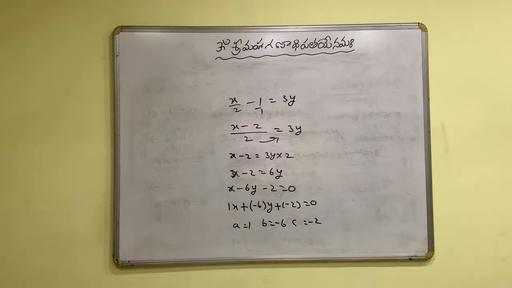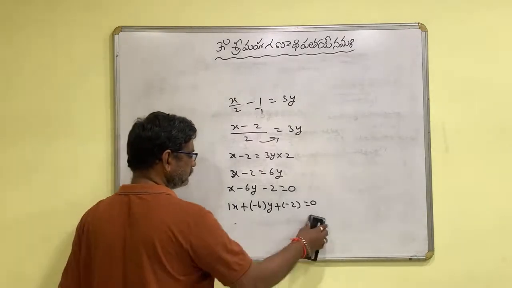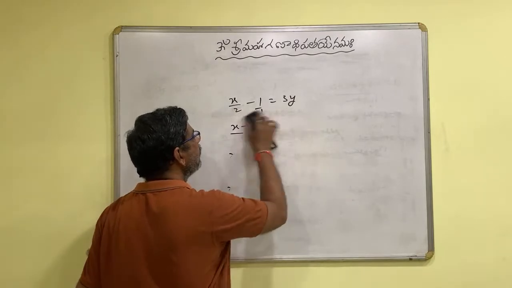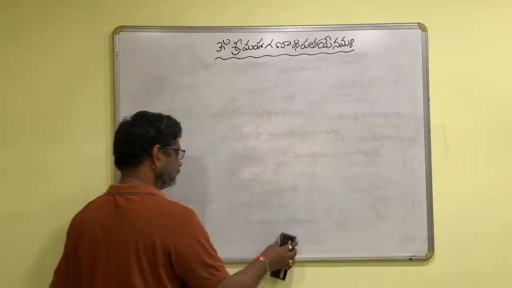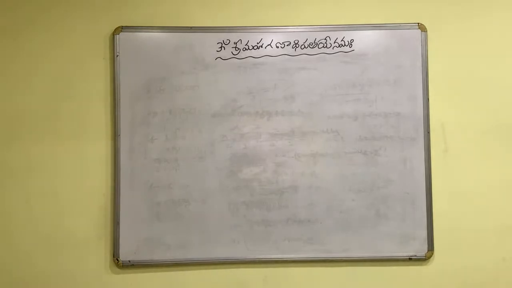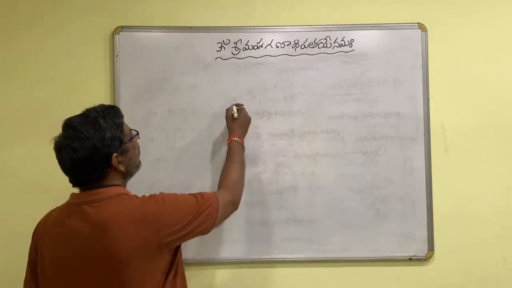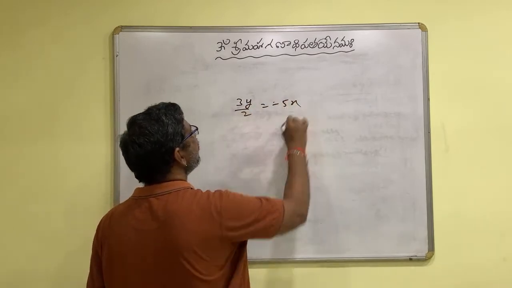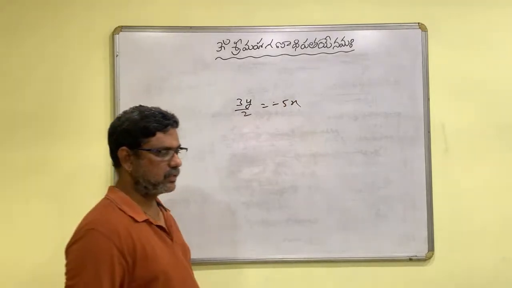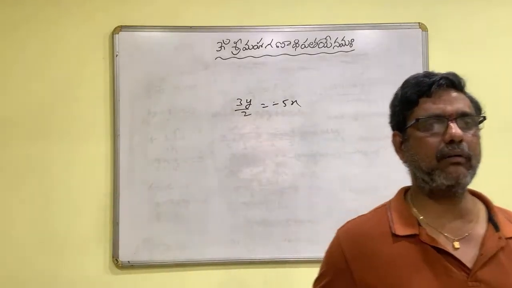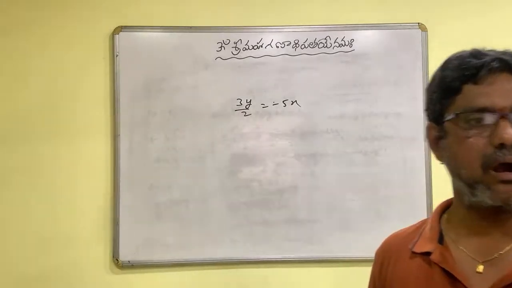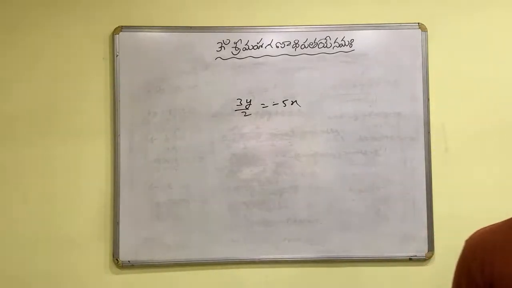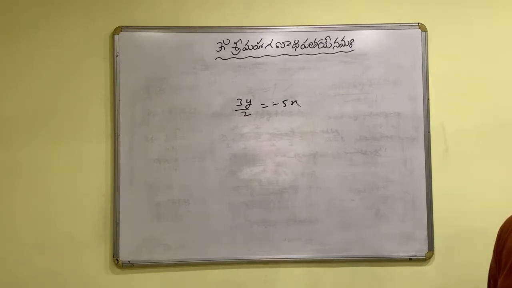Okay. Next question. This one, children, simplify and represent in the general form. Write A, B, C values fast. Simplify this. Represent in the general form. Write A, B, C values.